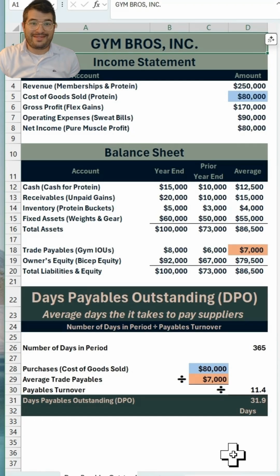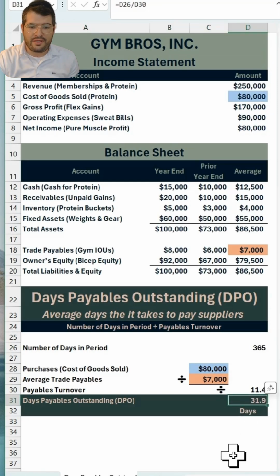Days payables outstanding. Okay, same thing. Take that ratio, take the days of the year, divide one by the other, and you get 31.9 days. So that's telling me that on average it takes 32 days for you to pay off your accounts payable.